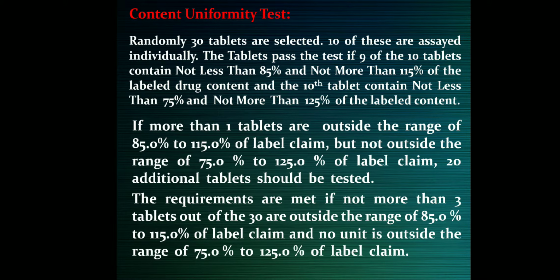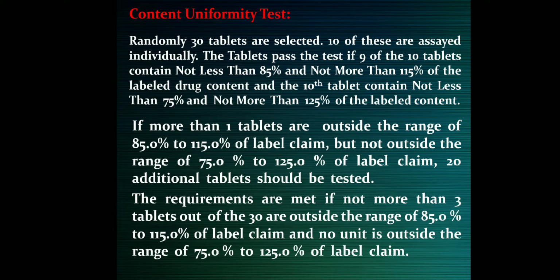Content uniformity test is carried out by randomly selecting 30 tablets. 10 of these tablets are assayed individually. The tablets pass the test if 9 of the 10 tablets contain not less than 85% and not more than 115% of the labeled drug content, and the 10th tablet contains not less than 75% and not more than 125% of the labeled content of drug.